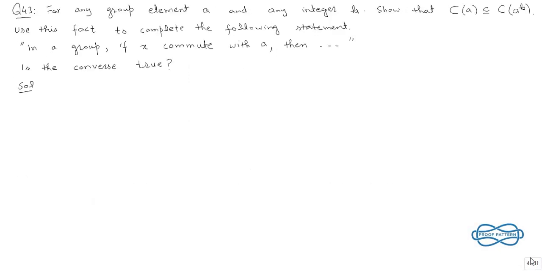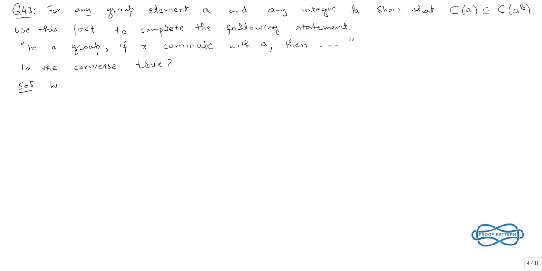Question 43. The statement is: for any group element a and any integer k, show that the centralizer of a is a subset of the centralizer of a raised to the power k. Use this fact to complete the following statement: in a group, if x commutes with a, then... we have to complete this statement. And the last part of the question is: is the converse true? Okay, let's start the solution.